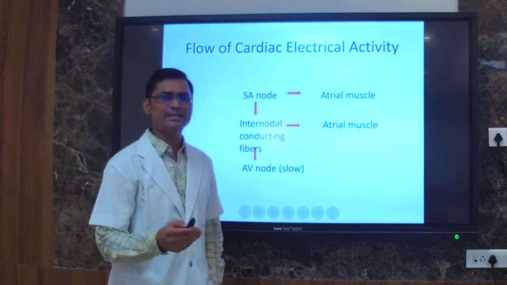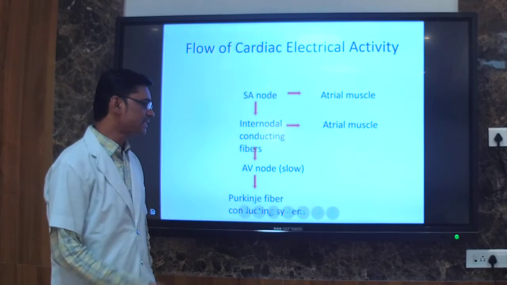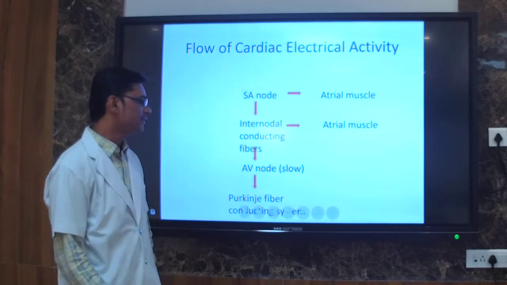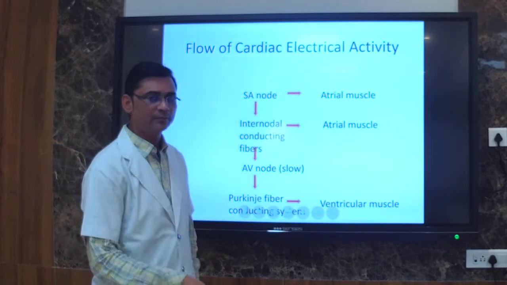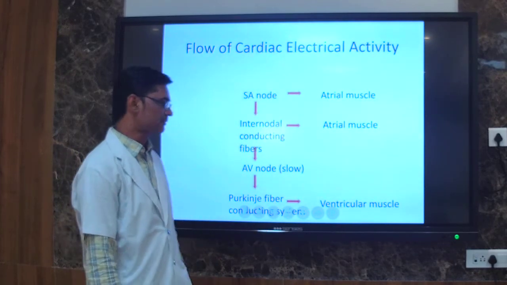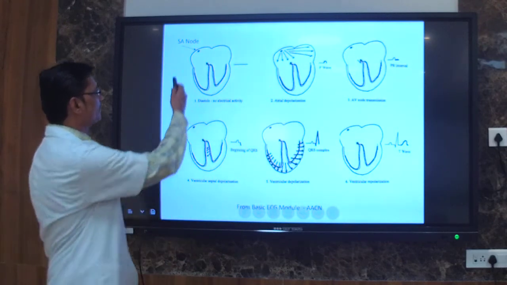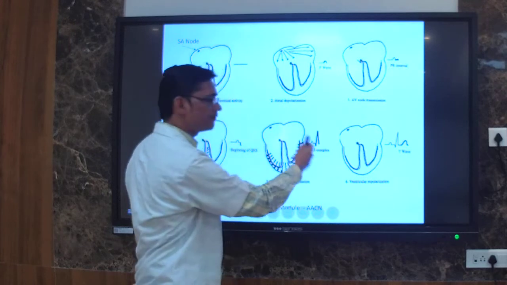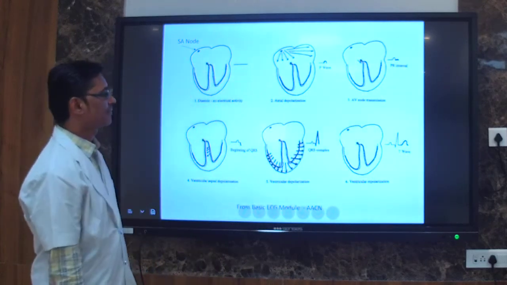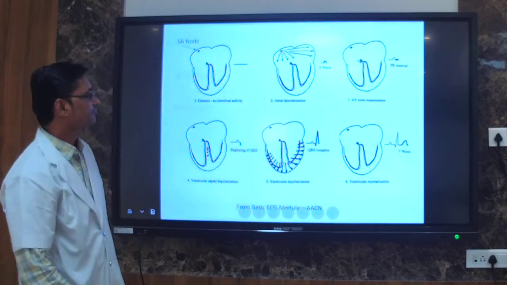At the AV node, there is a delay, commonly called the AV nodal delay, after which the impulses are passed over to the Purkinje fibers and the conducting system, and later carried to the ventricular muscle fibers. This is how the electrical potential is generated from the SA node, completely depolarizing the ventricular muscle and producing different wavefronts in the ECG.